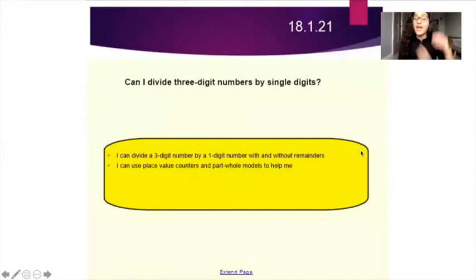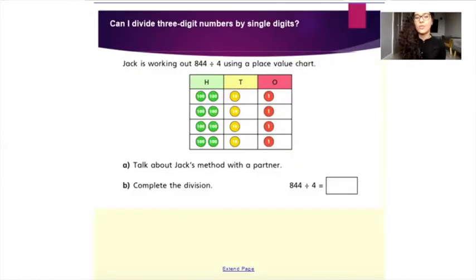So, the learning objective for today's lesson is, can I divide 3-digit numbers by single digits? Now, what I'm expecting for all of us to understand, hopefully by the end of this lesson, is dividing a 3-digit number by a 1-digit number with or without remainders, and using place value counters and part whole models to help you. Let's have a look at this question.